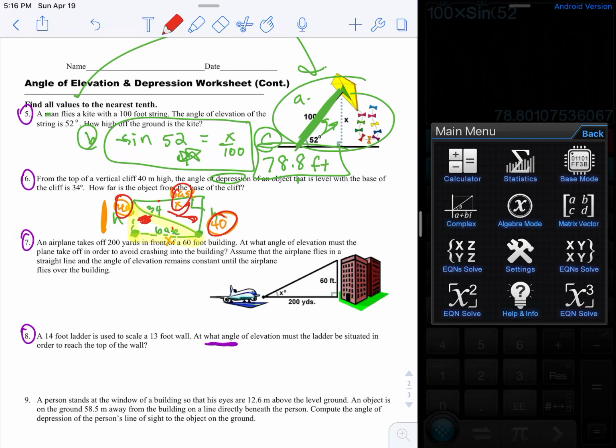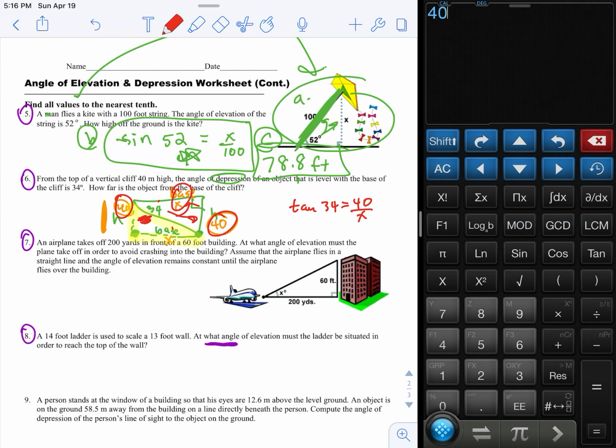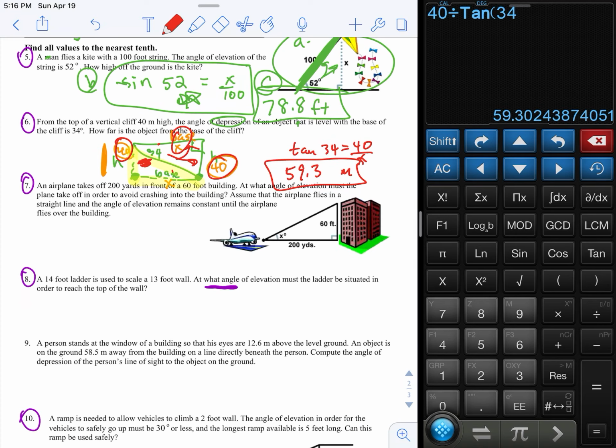Opposite over adjacent. I told you it's a ton of tangent. Tangent 34 equals 40 over x. So x equals 40 divided by tangent 34, which is 59.3. What? Meters.